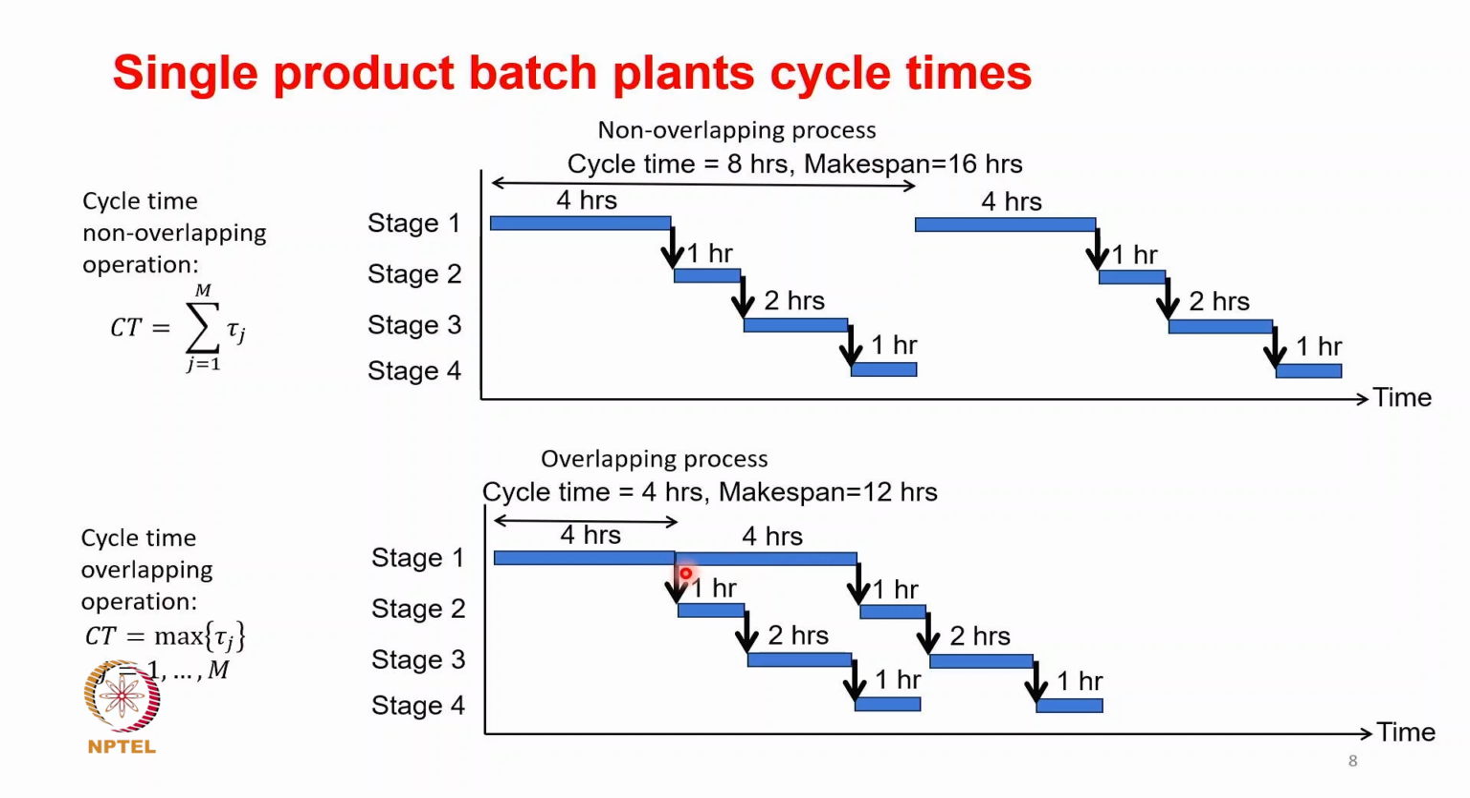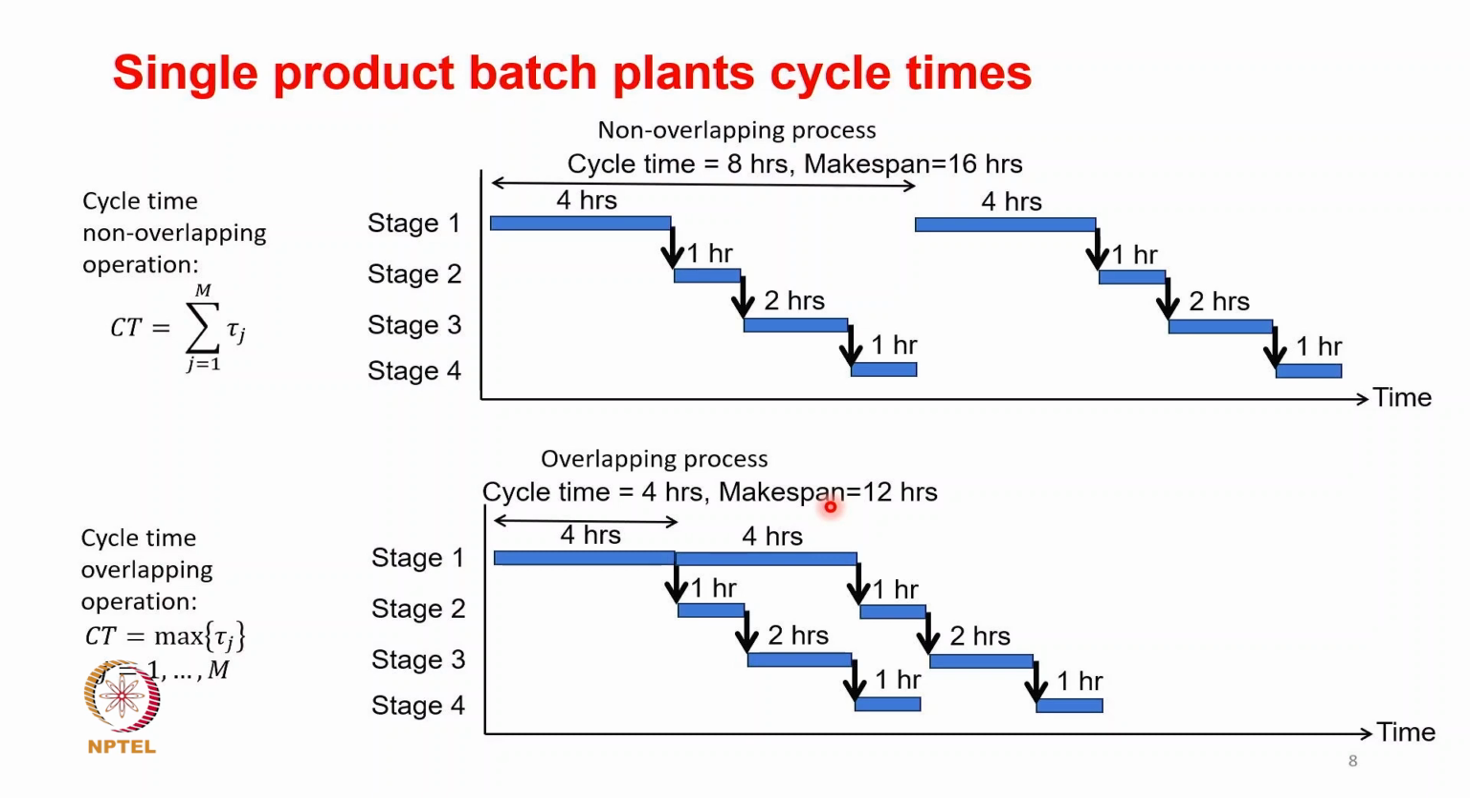So as a result, what would happen? The total operational time for the entire 2 batches, which we call the makespan, is also reduced. How much will it take? 4 plus 8 plus 4, it would be just 12 hours. So you can see that there is a 4-hour reduction in terms of cycle time, and a 4-hour reduction in terms of makespan.